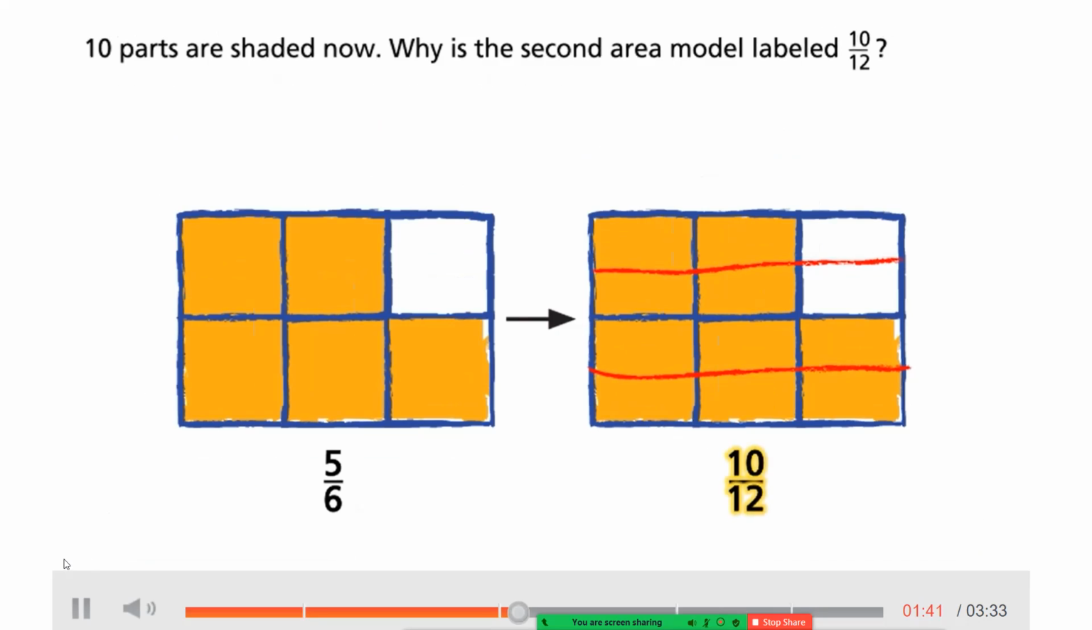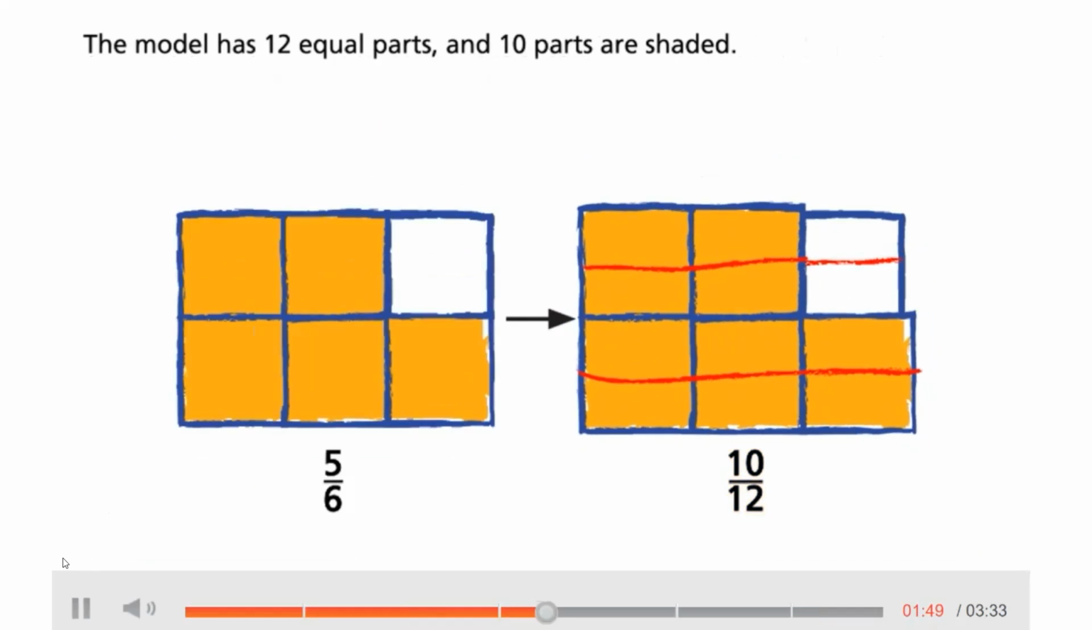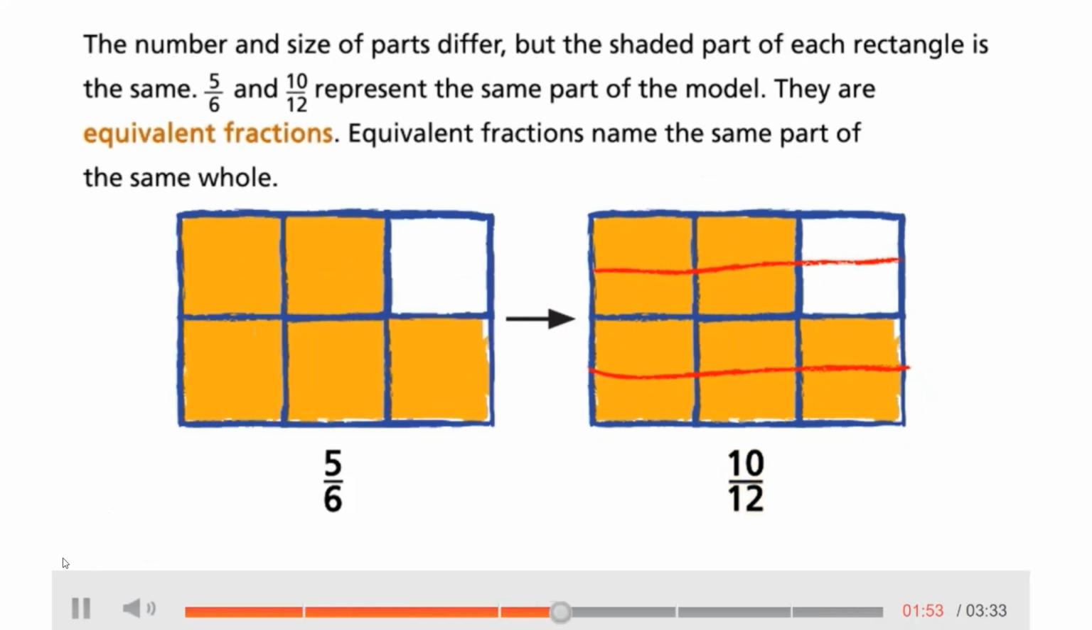Why is the second area model labeled 10/12? The model has 12 equal parts, and 10 parts are shaded. The number and size of parts differ, but the shaded part of each rectangle is the same. 5/6 and 10/12 represent the same part of the model. They are equivalent fractions. Equivalent fractions name the same part of the same whole.